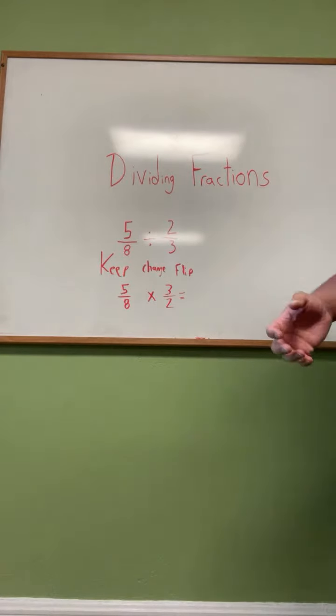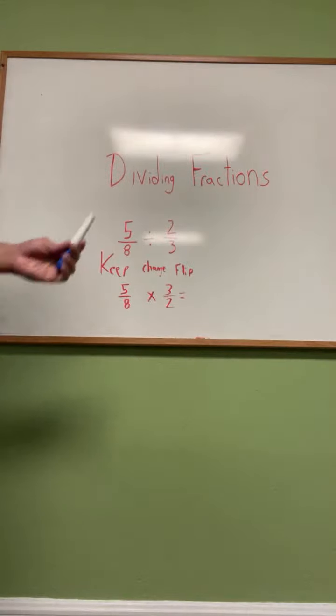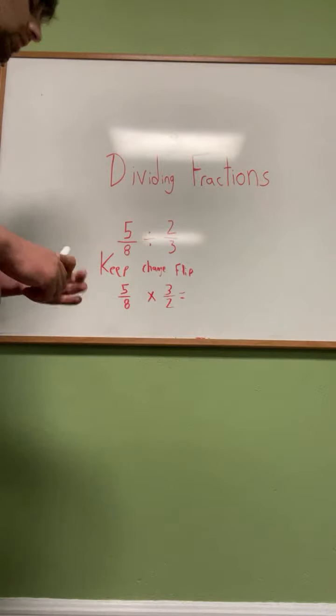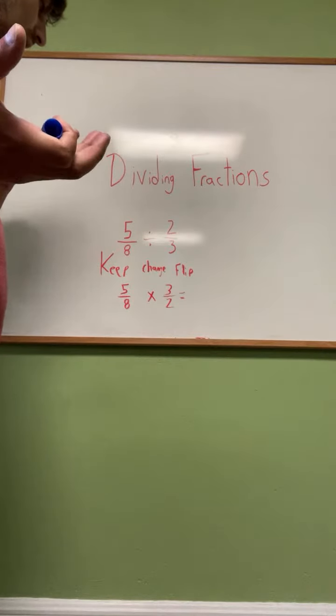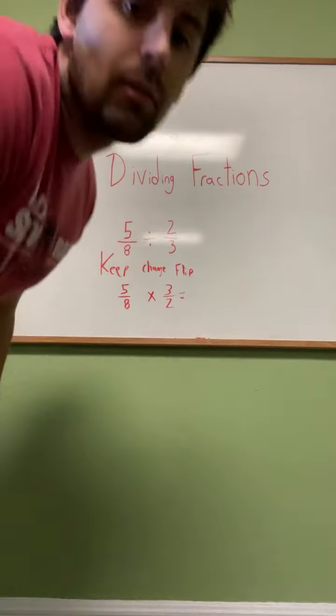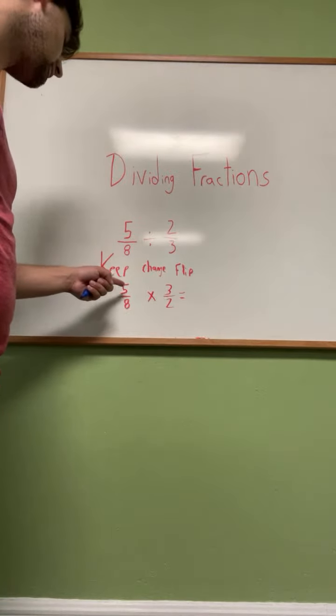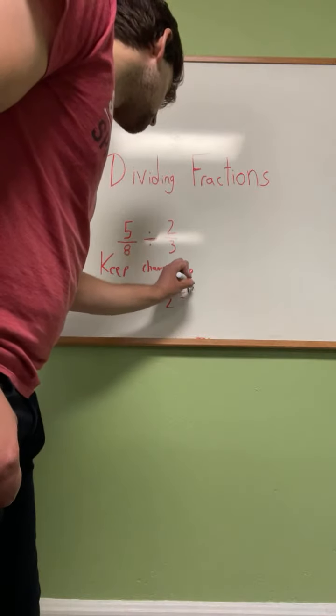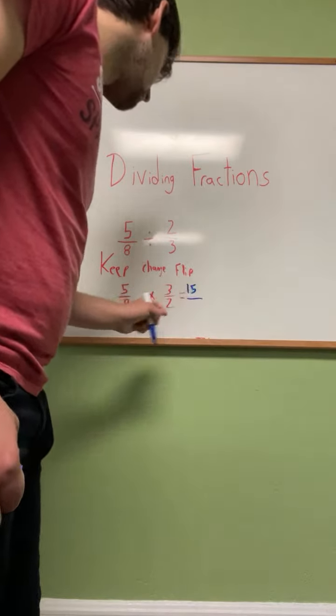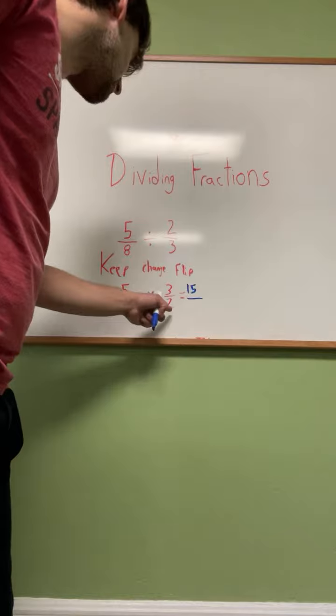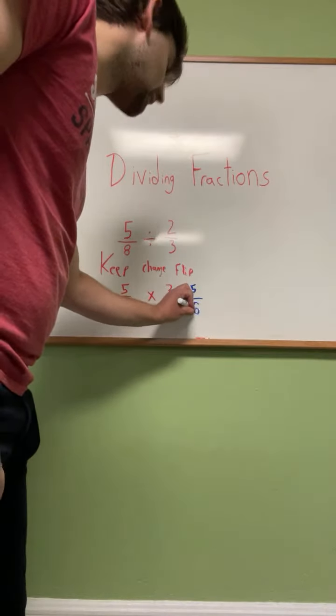Alright, so now we successfully kept, changed, and flipped. We've changed the division problem into a multiplying fractions problem. And from there, pretty basic math. We multiply the numerators, the top numbers, 5 times 3 equals 15. And then we multiply the denominators, 8 times 2 equals 16.